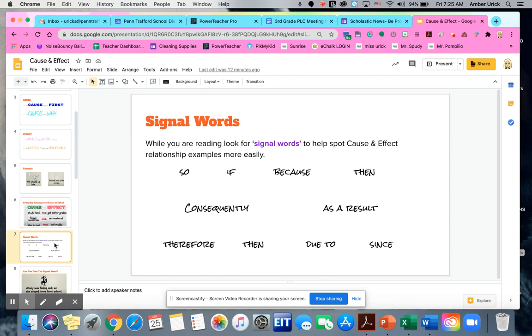A few signal words that you could look at while you're reading alone or even in a group with your teacher to help you spot cause and effect relationship examples more easily are the words so, if, because, then, consequently, as a result, therefore, then, due to, or since. Those are signal words or keywords that can help you kind of make a signal that, hey, a cause effect is coming up. I should look for one.